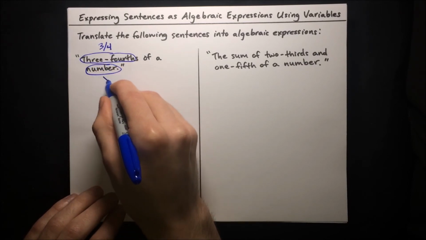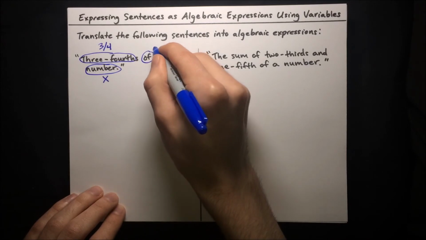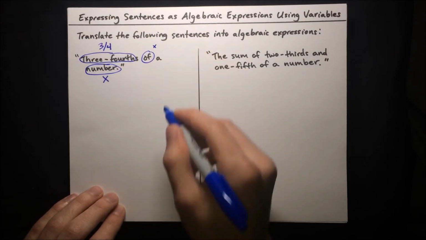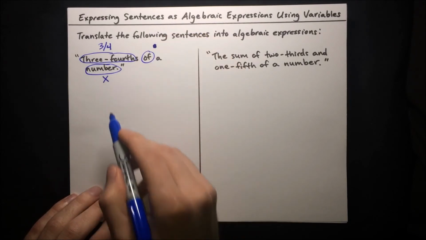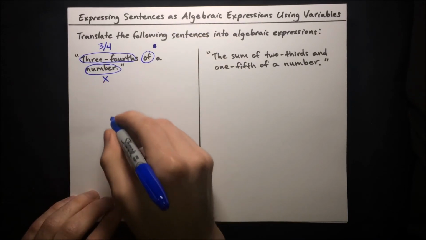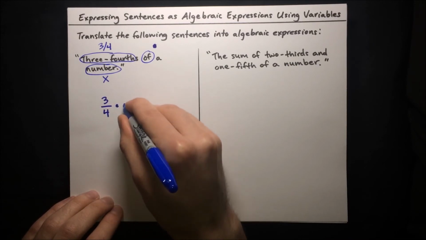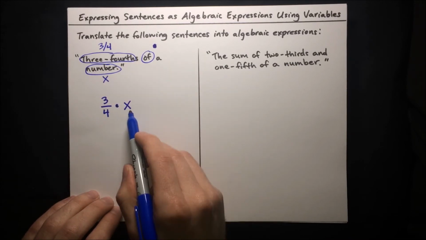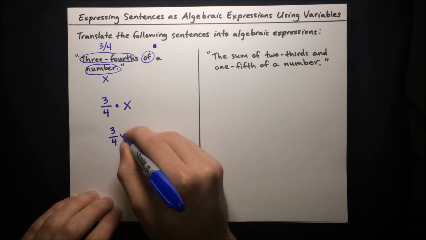So 3/4 of x, of, that just means multiplication, so times. And let's make that a dot just so we don't confuse it with that x there. So we can write this as 3/4 times x. And then to use algebra shorthand, we can just write that as 3/4 x.